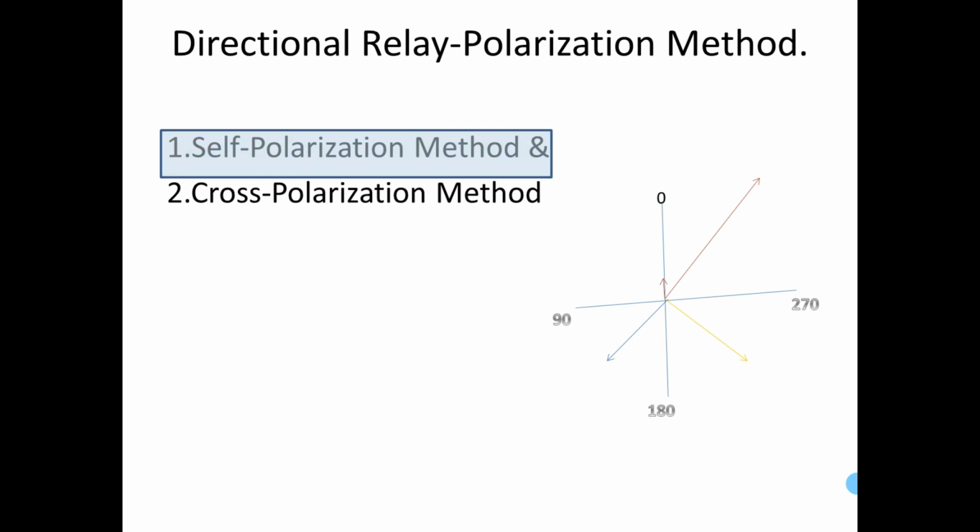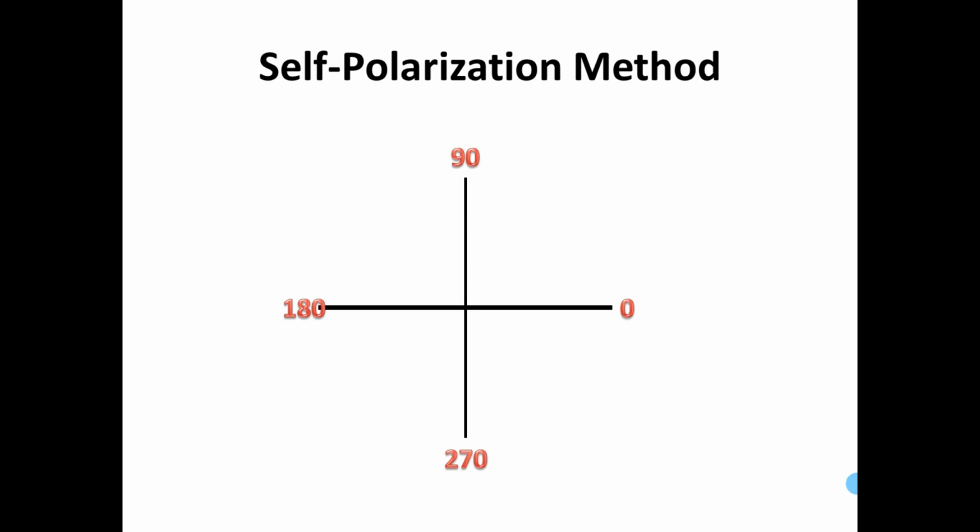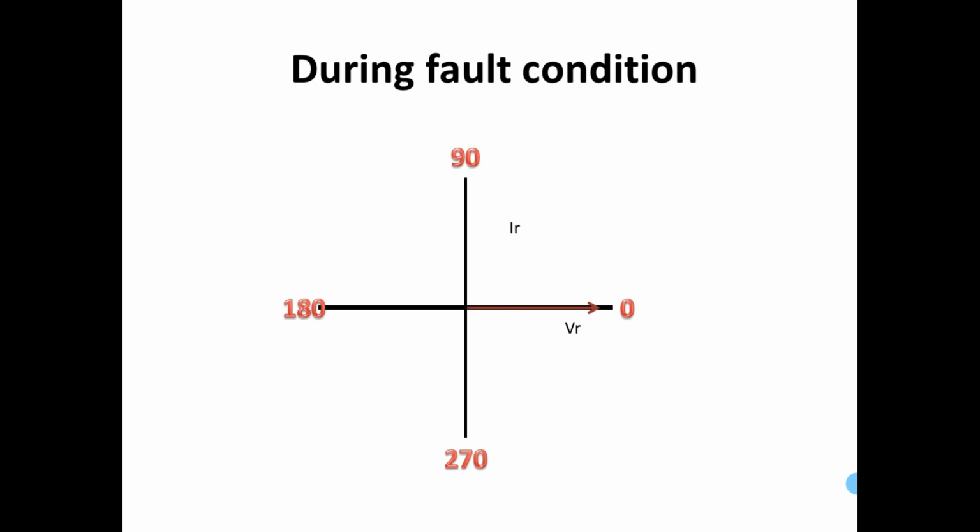Let us consider, in an ideal condition, R phase voltage starts at 0, Y phase voltage starts at minus 120, and B phase starts at 120, and the load currents of R phase, Y phase and B phase follow the corresponding voltages in an ideal condition. Let us consider the fault occurs on R phase.